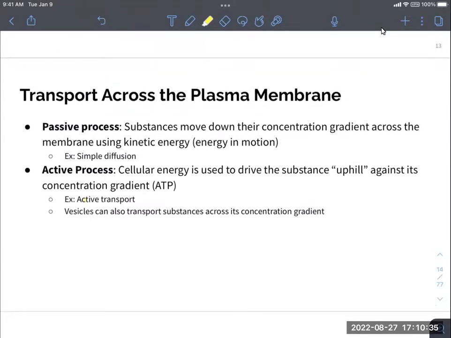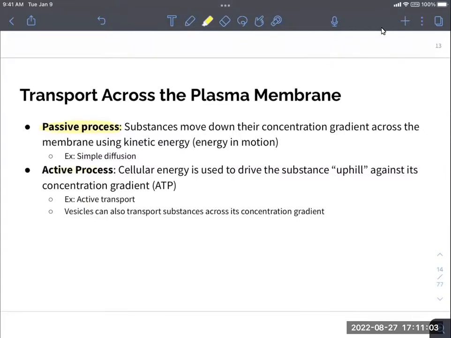Some things are done through an active process. Some are done through a passive process. When it's a passive process, it's usually simple diffusion, which is the best example, because substances move down their concentration gradient using kinetic energy, or as we said before, energy in motion.